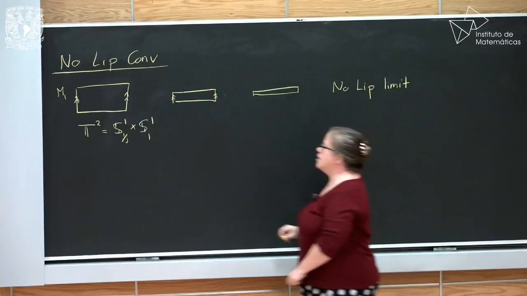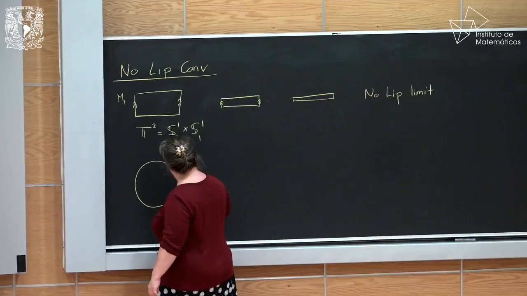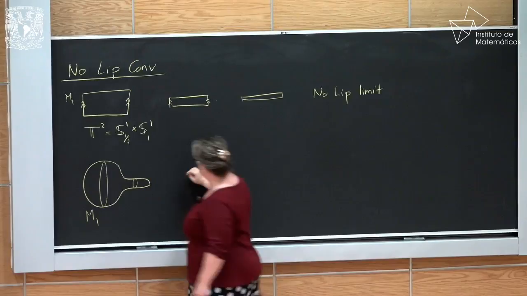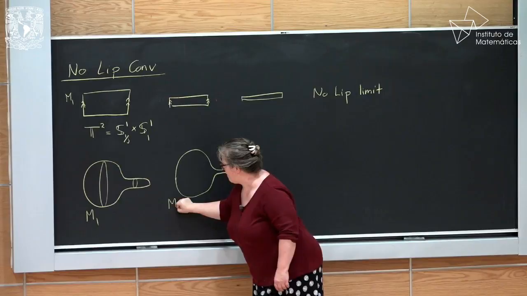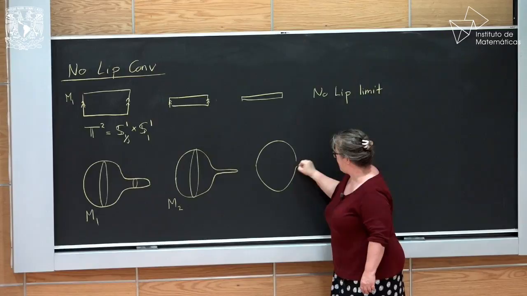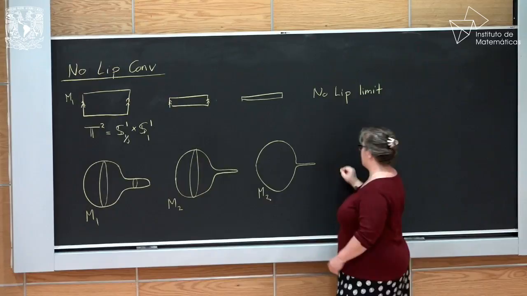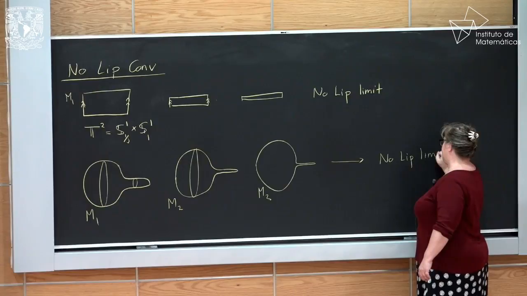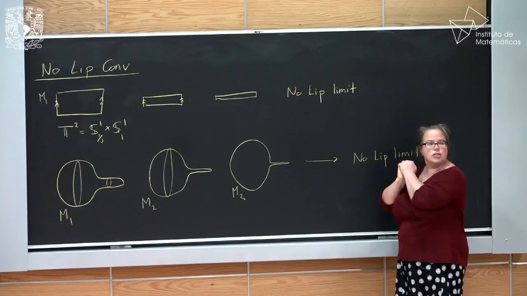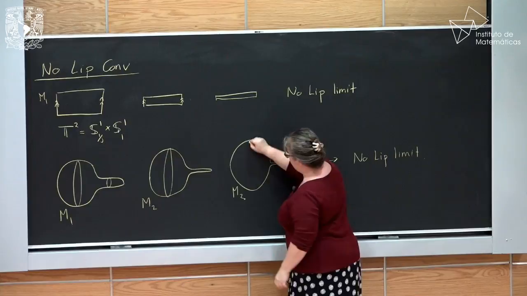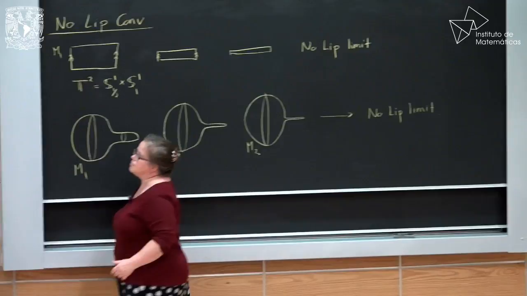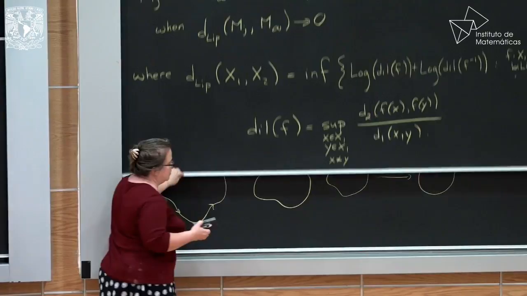And another example with no Lipschitz convergence is if we had our bump. And then the second one has a thinner bump. And this has no Lipschitz limit. Okay, so the bump is getting too thin, so these are not getting close to each other by Lipschitz. They're not close. All right, so we want another notion. So we should introduce a new idea.